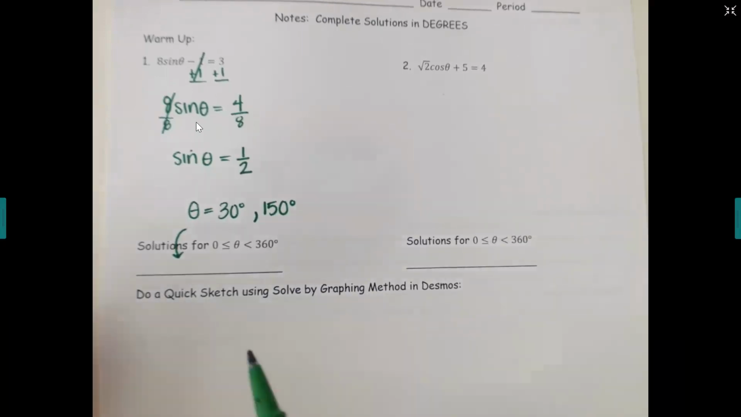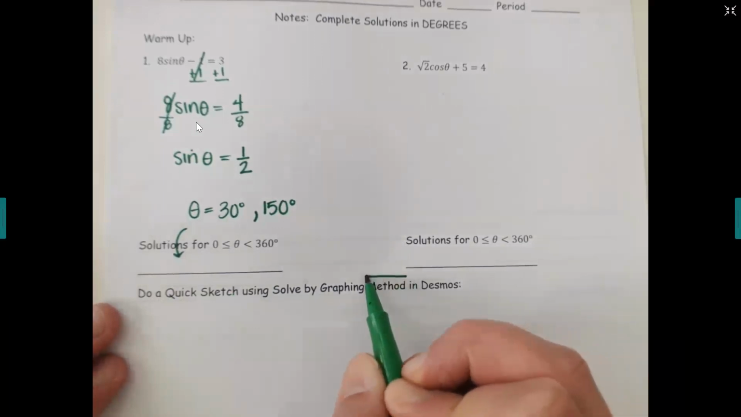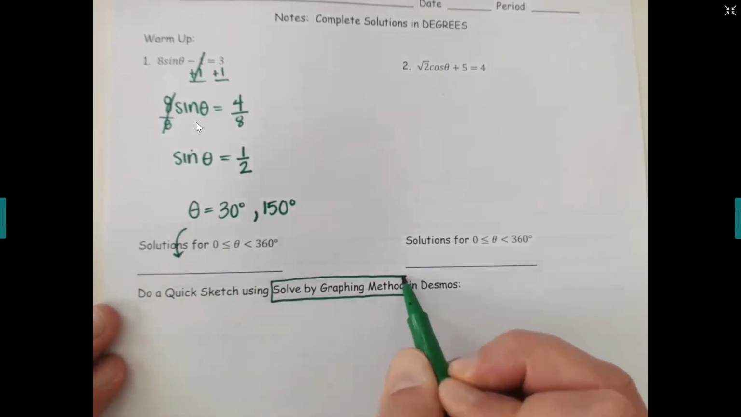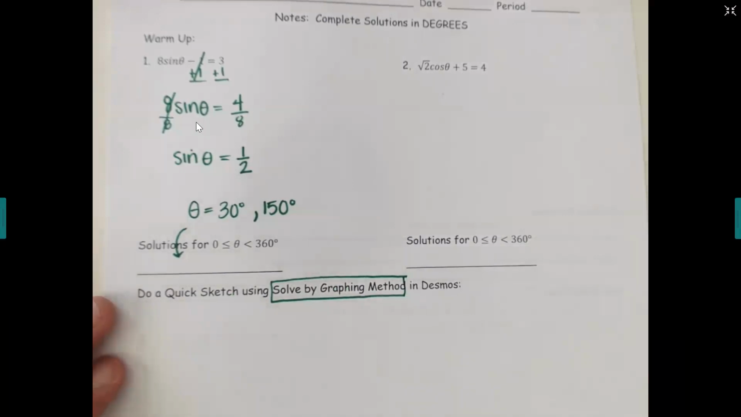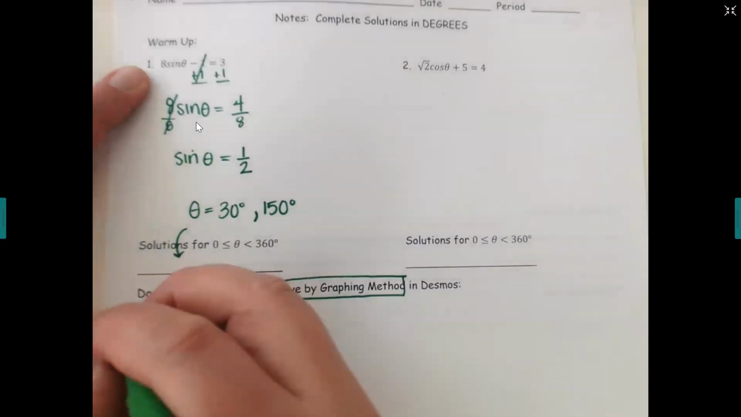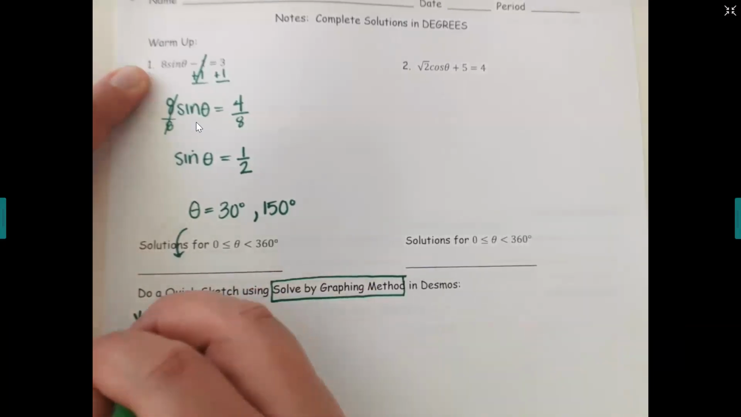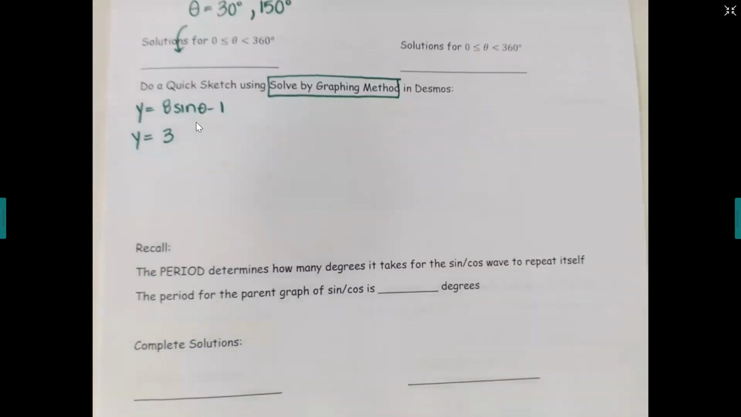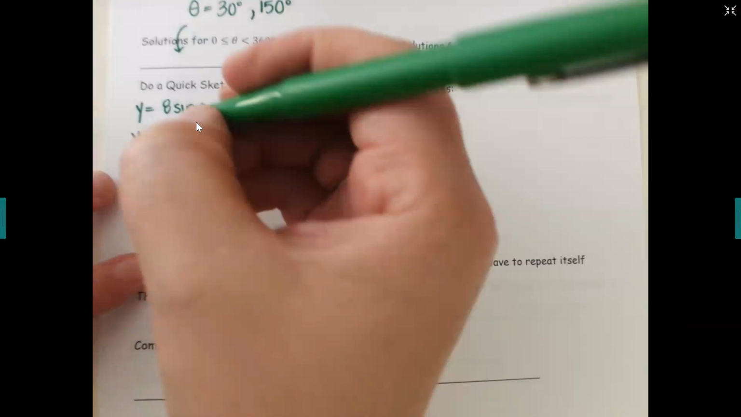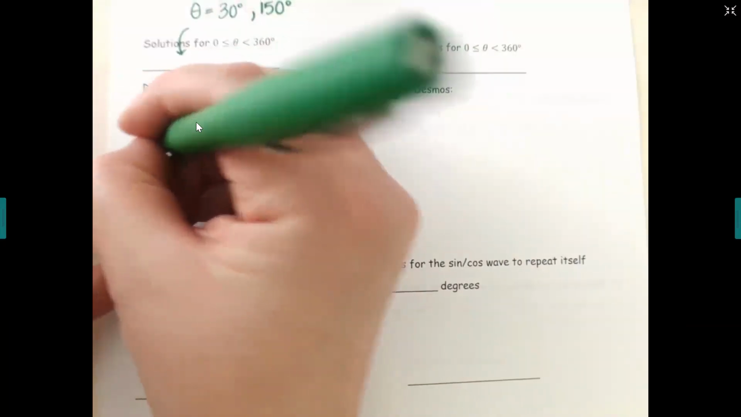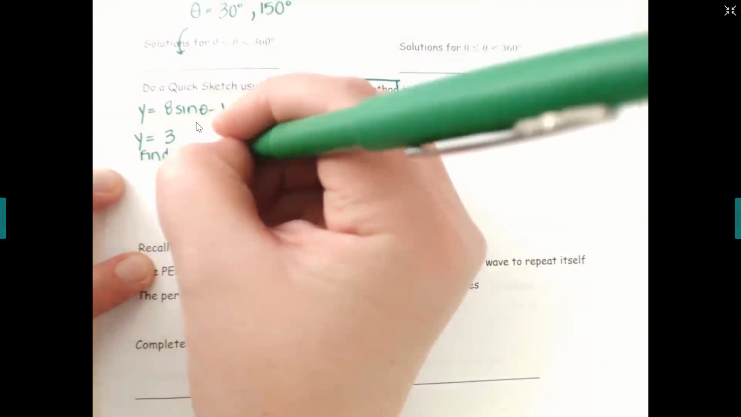So what we're gonna do is a quick sketch and solve by graphing method. Now, graphing method, you're gonna take each half of the original equation, graph them, and then look for where they intersect. That's what graphing method is. So the first half of my equation was 8 sine theta minus 1. And the second half of the equation was 3. So I'm basically taking that full equation, graphing each side of it, and then looking for the intersection. So I'll go ahead and put find intersection.